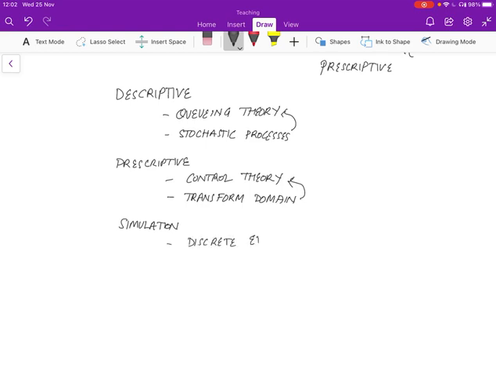So the overall view of the course would then be to first look at stochastic processes and queuing theory for the descriptive approach, then go into the transform domain, so studying signals, systems, and transforms, and then use that to study control theory, which is a prescriptive approach, and then finally end with the study of simulation, which allows us to model both descriptive and prescriptive approaches using discrete event simulation.